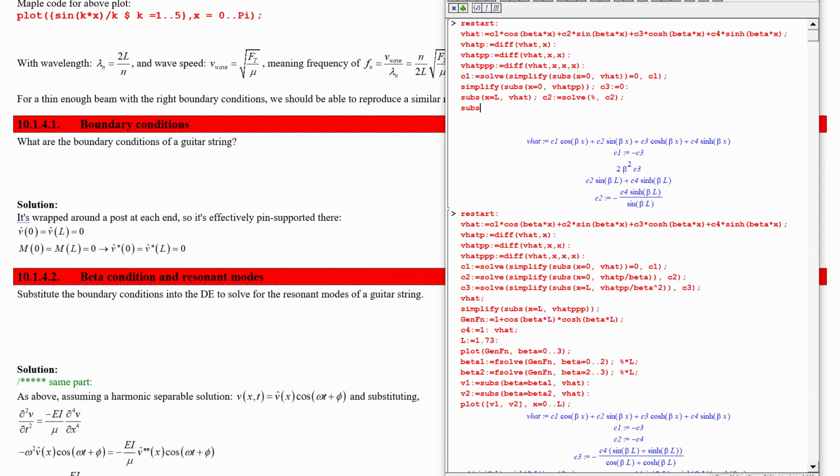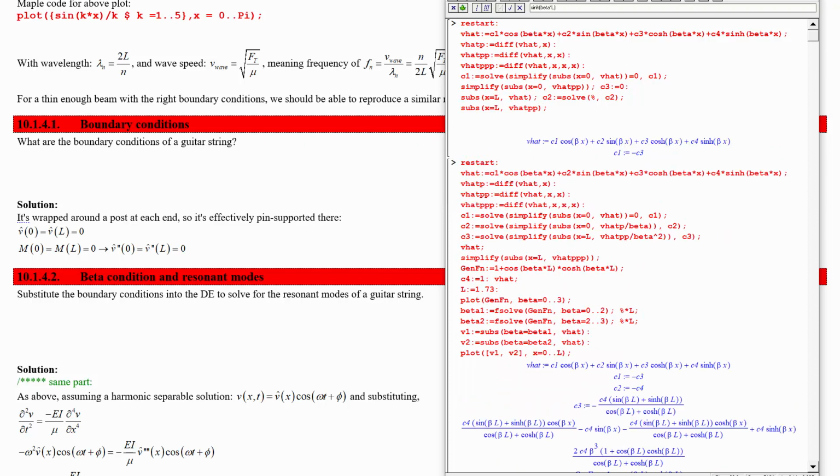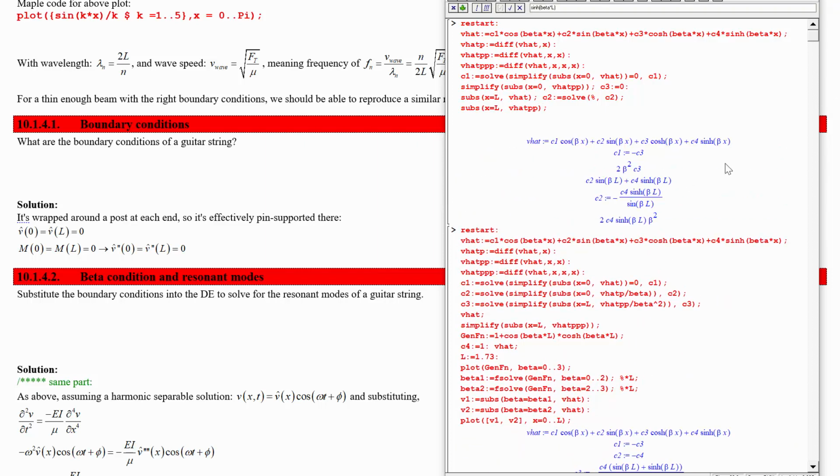So what's the last condition? We'll substitute x equals L into v hat double prime, and now we need to have this thing equaling 0. But we can't have the sine hyperbolic of this thing equaling 0 unless beta equals 0, and we can't have beta squared equal 0. So that's no good. So forget that.